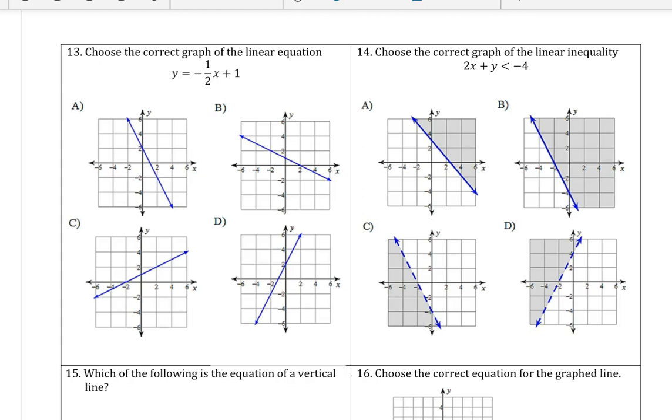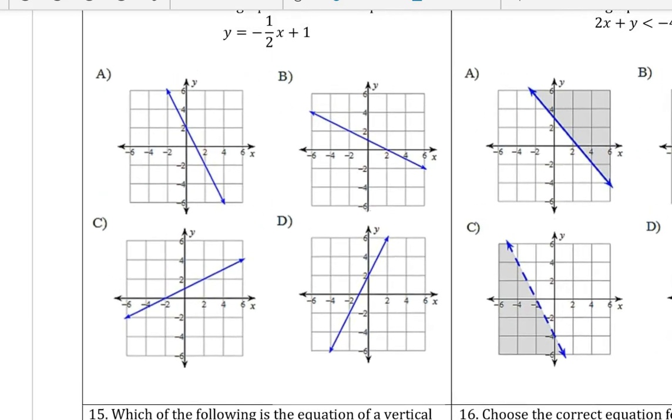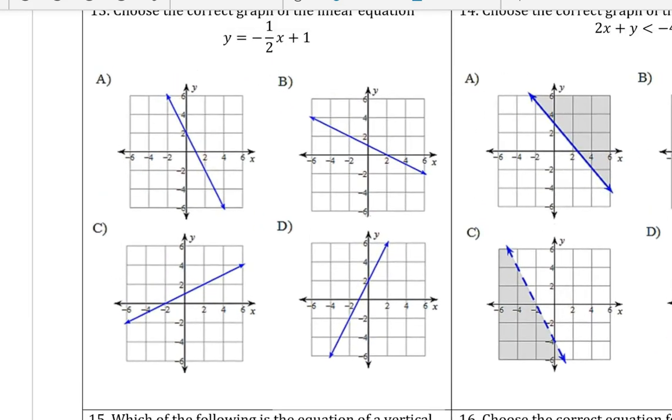Okay, choosing the correct graph of an equation, looking at a y-intercept of 1 and a slope of -1/2. So no, maybe, maybe, no. All right, so now we want a negative slope. So that means I'm going down from left to right. So our choice is B.